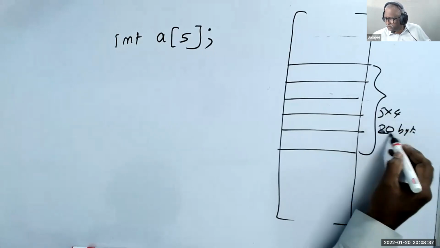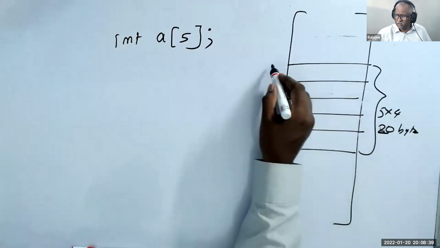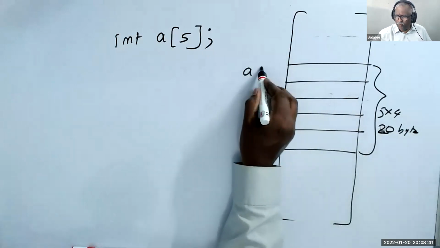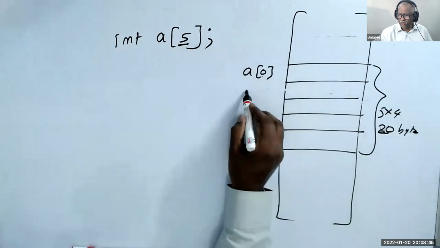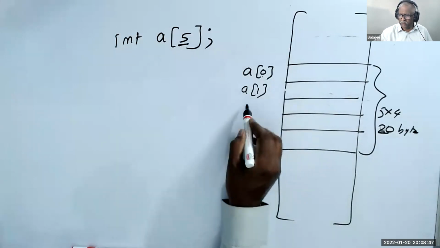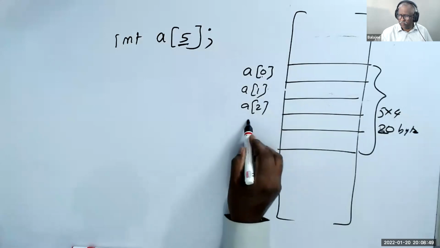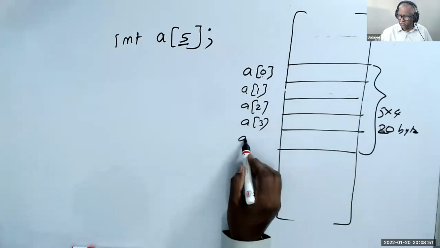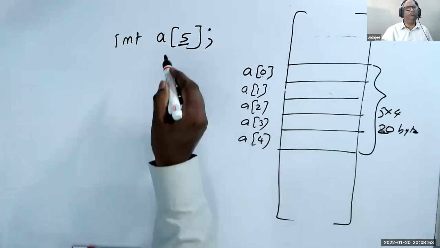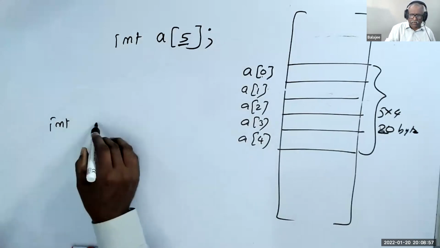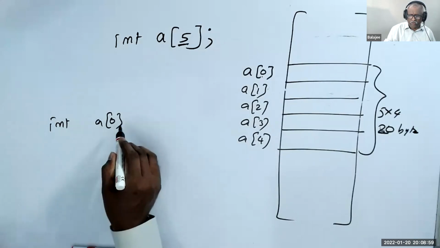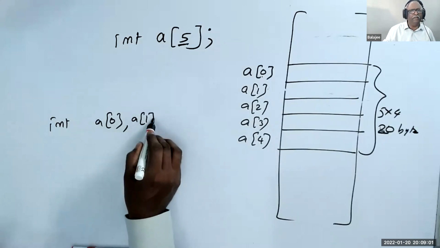20 bytes. This is A of 0. If you say 5, it means start with 0. A of 1, A of 2. You do not have to declare like that, int A of 0, A of 1, like that.